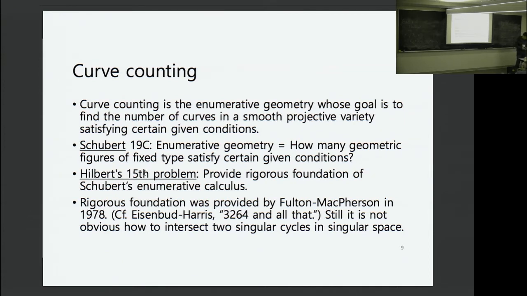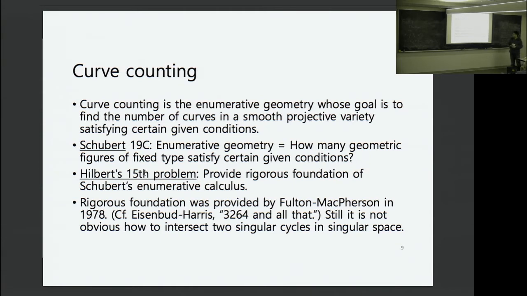And Hilbert, in 1900, proposed 23 problems, this is problem number 15, to provide a rigorous foundation of Schubert calculus. And we all know this rigorous foundation was provided by Fulton and MacPherson in the late 70s. If you're interested, you can take a look at this very exciting book by Eisenbud and Harris. So Fulton and MacPherson gave a rigorous foundation of intersection theory.